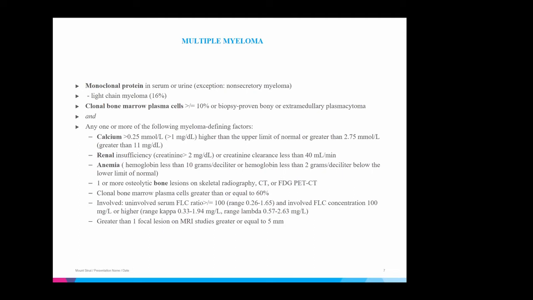And this is going to be important as we go through the other types of plasma cell disorders. Hypercalcemia, renal insufficiency, anemia, and one or more osteolytic bone lesions on plain X-ray, CT scan, or PET scan. Clonal bone marrow plasma cells greater than or equal to 60%, and involved to uninvolved serum free light chain ratios greater than 100, or greater than one focal lesion on MRI studies greater than or equal to 5 millimeters. So you need all these criteria to make a diagnosis of multiple myeloma.